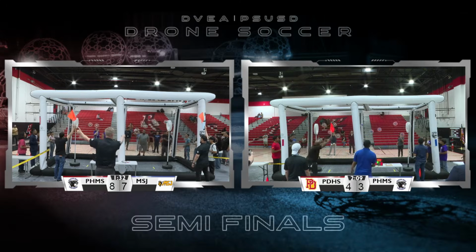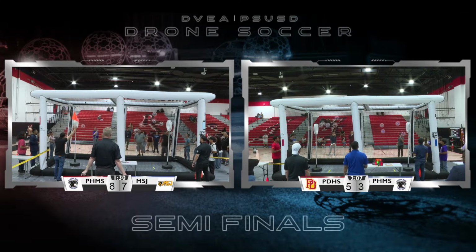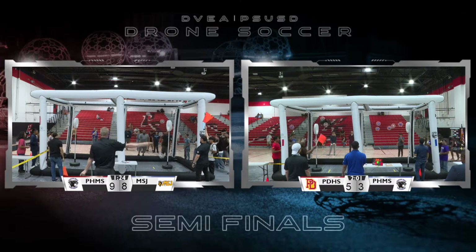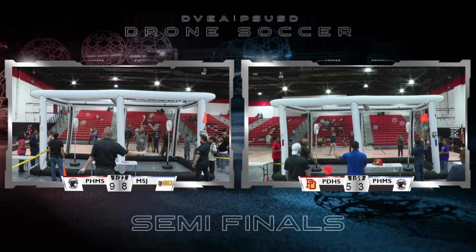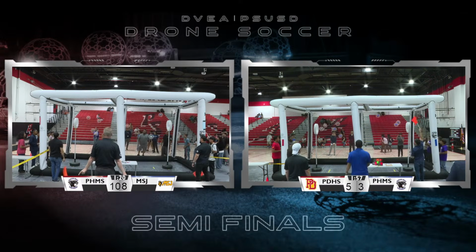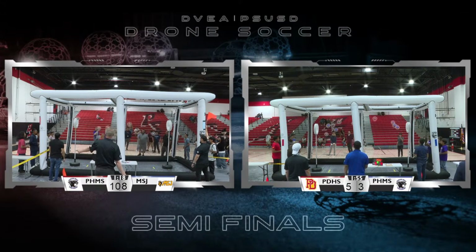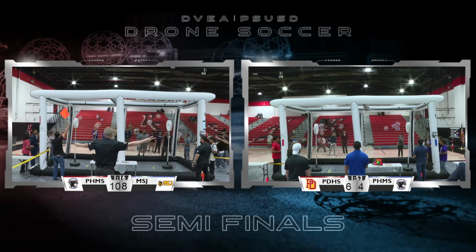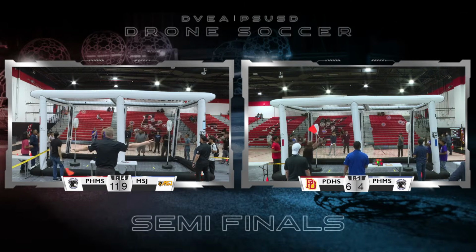We have a tie game in Arena A, MSJ and Painted Hills Middle School, 8-9, with about a minute and a half to play. About half time has elapsed. We have a very tight game over here with about 2 minutes left to play. Palm Desert High School is up a couple of scores.